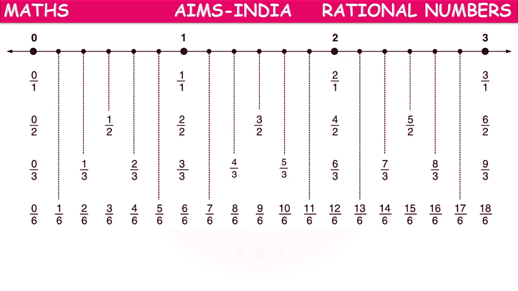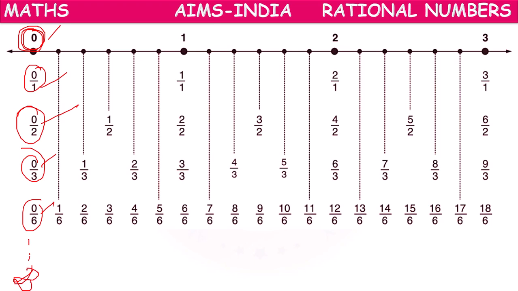Okay. And one more thing, each rational number can have multiple equivalent rational numbers, because 0 is the same as 0 by 1, the same as 0 by 2, the same as 0 by 3, the same as 0 by 6. Like this, up to infinity, we can write equivalent rational numbers for one rational number. Suppose here, between 0 to 1, if we have 1 by 3, we can write 2 by 6 by multiplying with 2. If you multiply with 3, we can write 3 by 9.